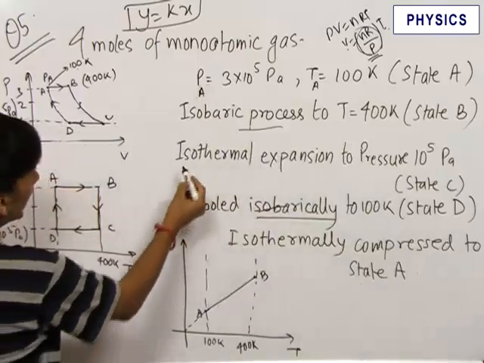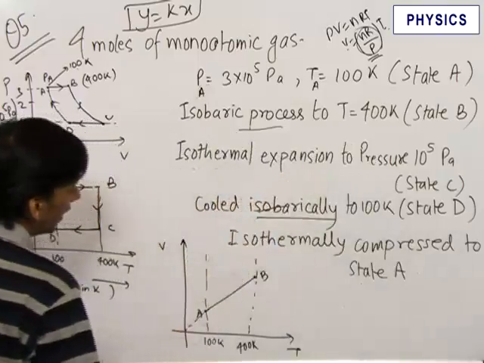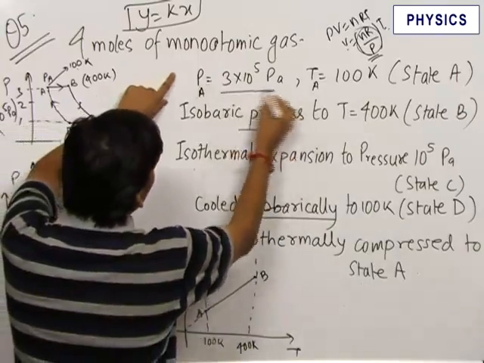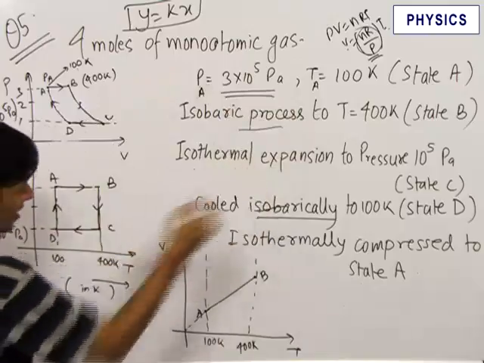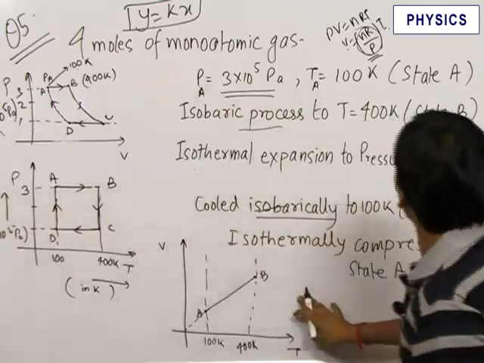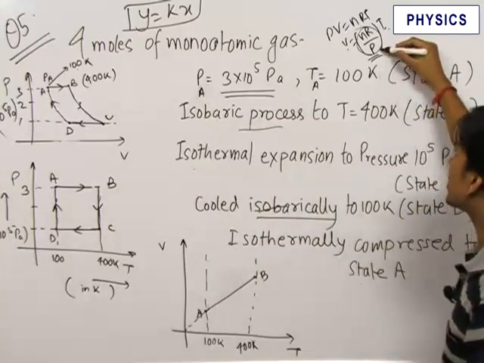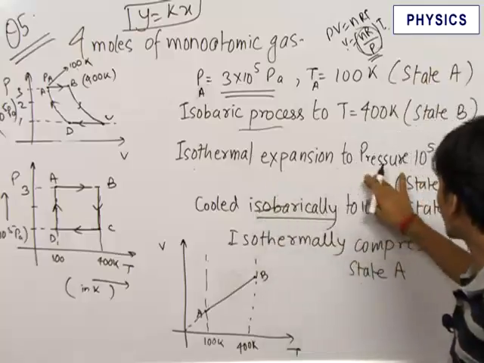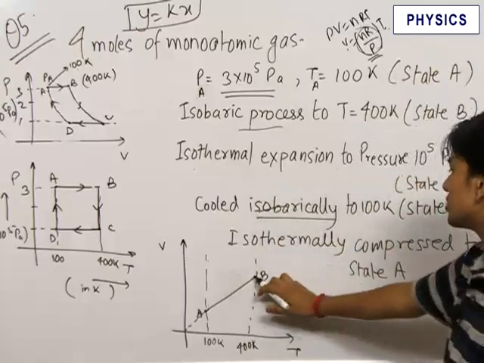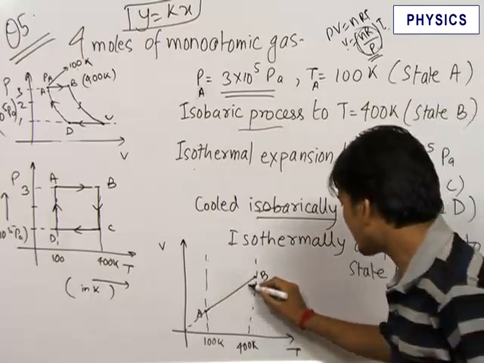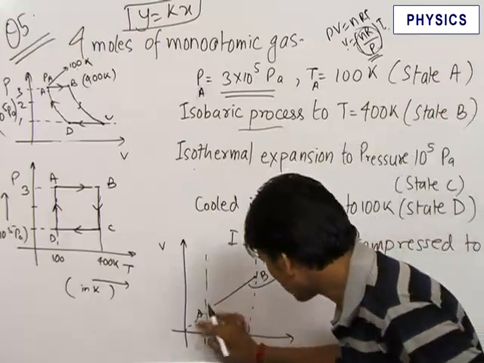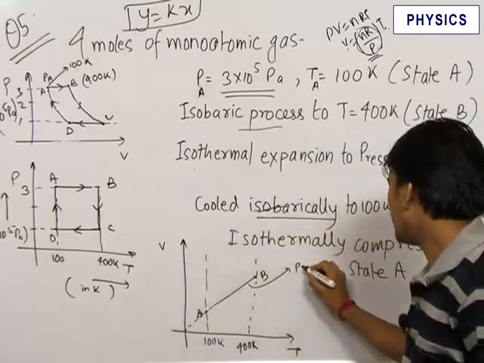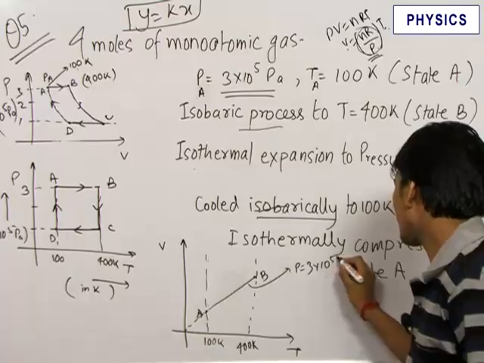Now it undergoes isothermal expansion to a pressure of 10 raised to 5 pascals. The pressure initially was 3 into 10 raised to 5 pascals. The pressure is reducing. Now from point B it undergoes an isothermal expansion to a pressure of 10 raised to 5 pascals. The pressure at this point was 3 into 10 raised to 5 pascals. This straight line through the origin represents a constant pressure of 3 into 10 raised to 5 pascals.